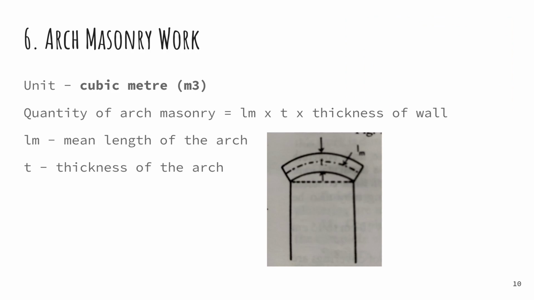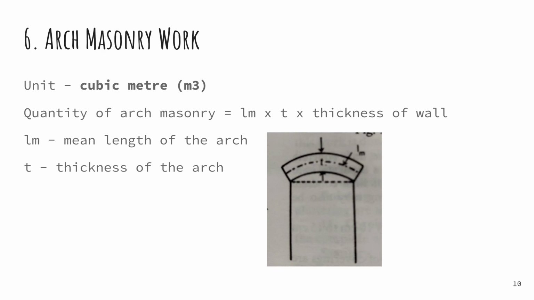And the next one is arch masonry work, and in the figure you can see that we have an arch masonry. So there are three concentric circles. The thickness of the arch has been given as T, and the length of the second arch, which is towards the middle, has been given as LM. Okay, so the unit of arch masonry work is taken as cubic meters, and quantity of arch masonry is LM into T into thickness of the wall, where LM is the mean length of the arch and T is the thickness of the arch.